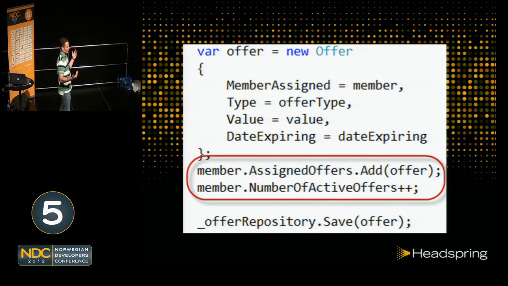You're not telling me about these things that are happening. And it was because of this. This requires us to remember to write this code. I have to remember to always increment that number of active offers. And if I don't remember, customers are going to be upset.